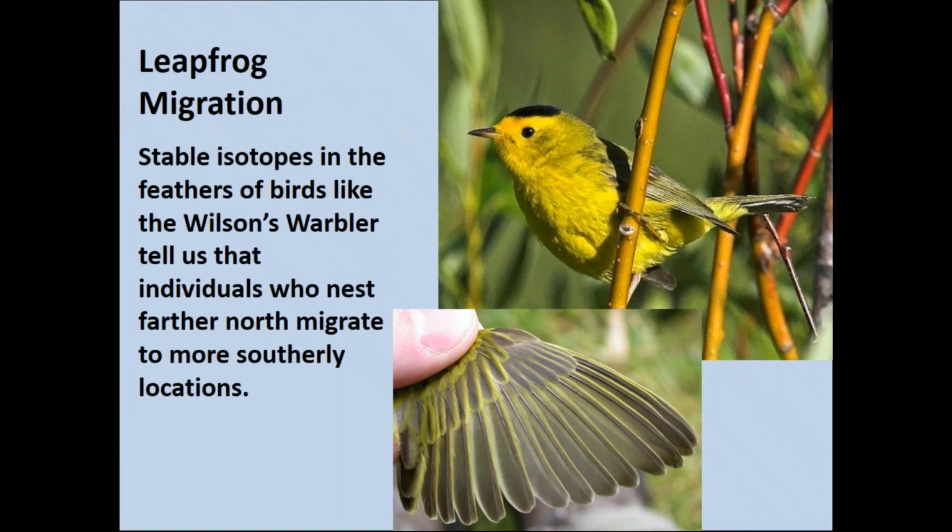And you might ask, well, why is this information important? Well, when you're trying to protect habitat for birds, it is important to know where the birds are going and where they're originating from, so you can protect both ends of the spectrum there, both the summering grounds and the wintering grounds.